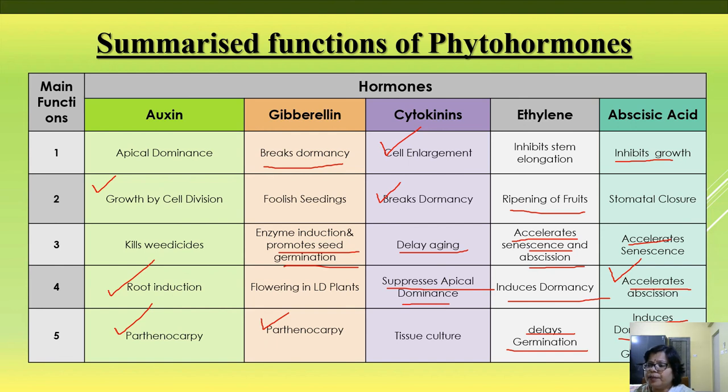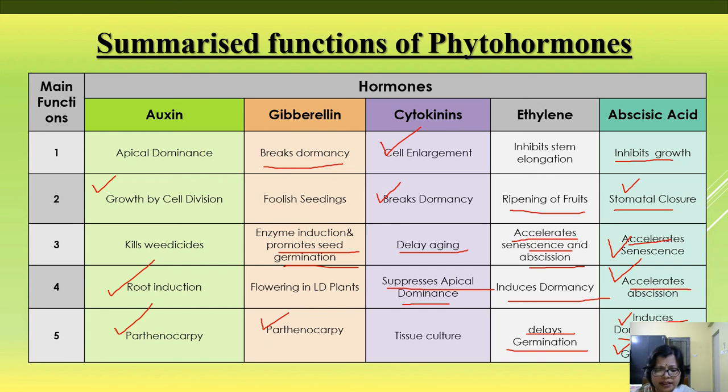And when the environment is dry, arid, abscisic acid helps to close the stomata of the plants and thus helps the plant to overcome unfavorable conditions. That's why I told you that abscisic acid actually helps the plant to overcome unfavorable environmental conditions by closing the stomata, or by inducing dormancy, delaying germination, or by accelerating senescence and abscission.